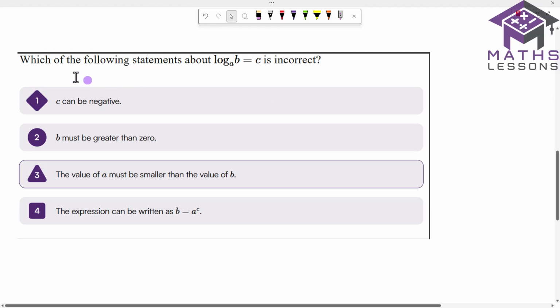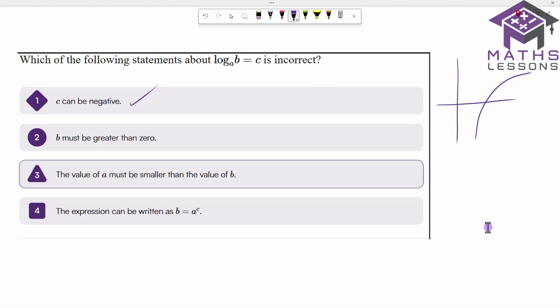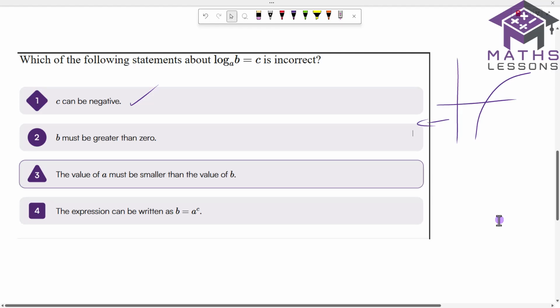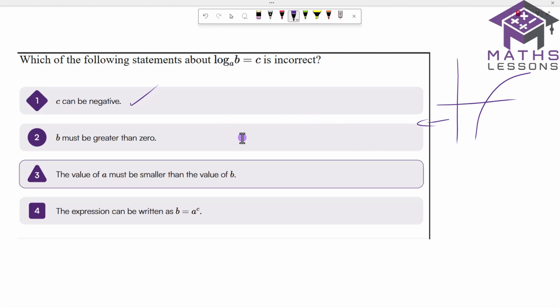Right, in this question, which of the following statements about log_A B = C is correct? C can be negative. It can. If you draw a sketch of a log curve, it looks like this. So the log of A, B, or C can be negative, which is all the way down here. B must be greater than 0. You cannot do log of a negative value. If you notice, there are no values this side of the graph in our logarithmic graph. So B must be greater than 0.